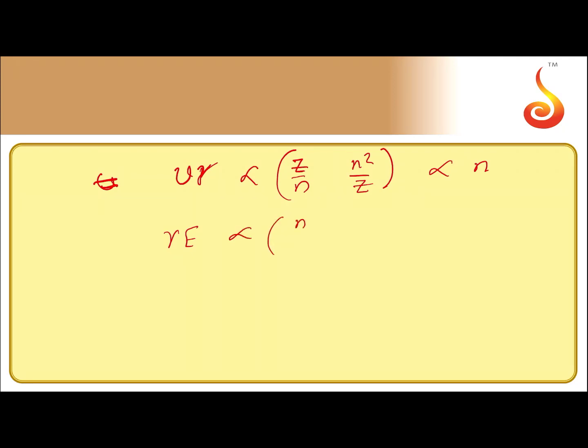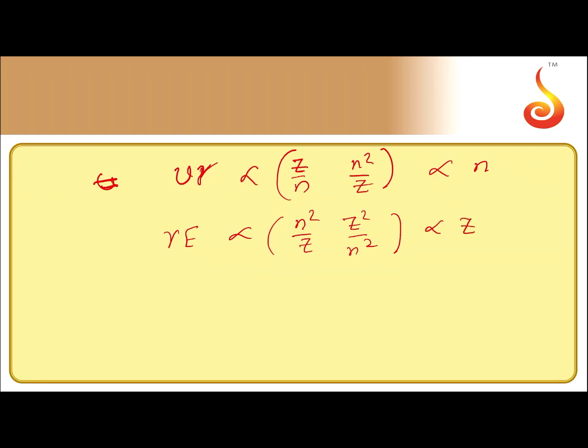Suppose I consider the product VR. This is proportional to Z by N into N square divided by Z. V is proportional to Z by N, R is proportional to N square by Z. So this is proportional to N. Second, RE. This is proportional to R, E is proportional to N square by Z. E is proportional to Z square by N square. So this is proportional to Z.